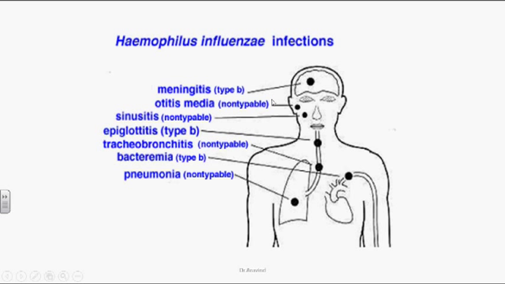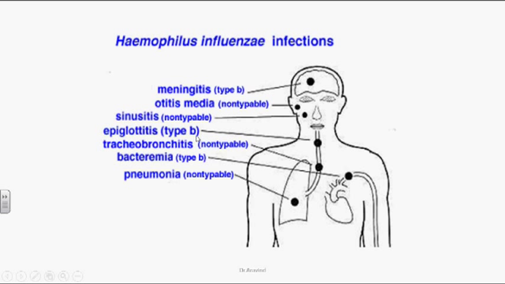So the infections caused by H. influenzae type B and non-typable H. influenzae. Meningitis is always caused by H. influenzae type B serotype. Otitis media is, the majority of the time, because of non-typable organisms of H. influenzae, which won't have a capsule. Sinusitis is also by non-typable organisms.